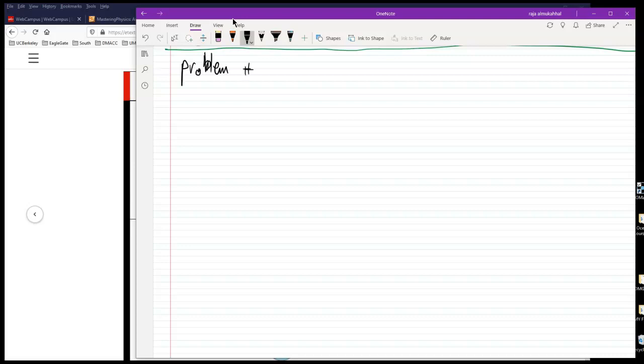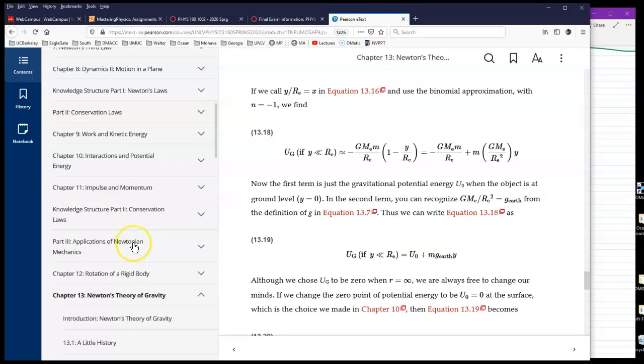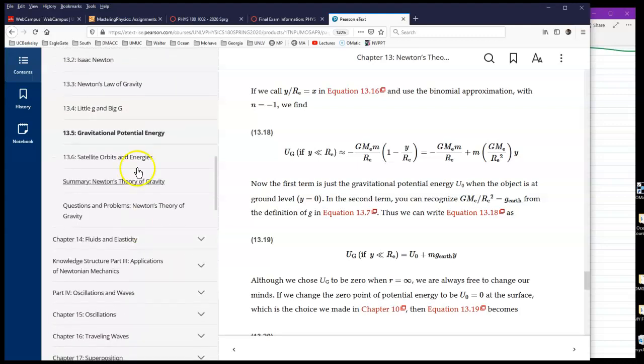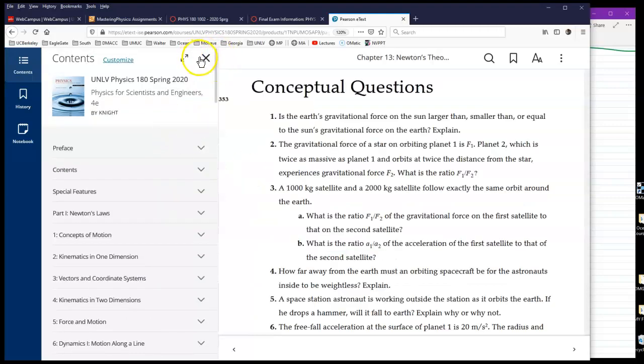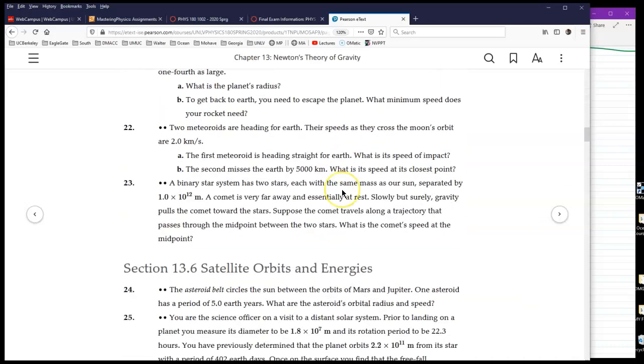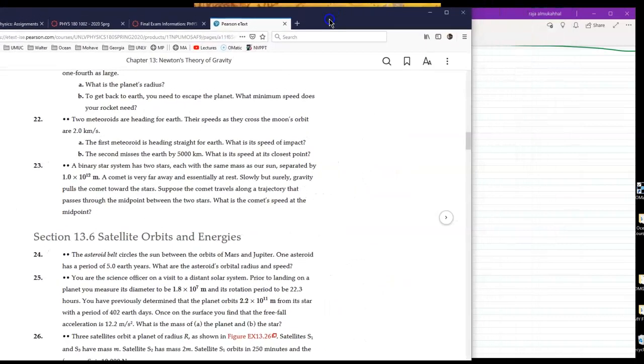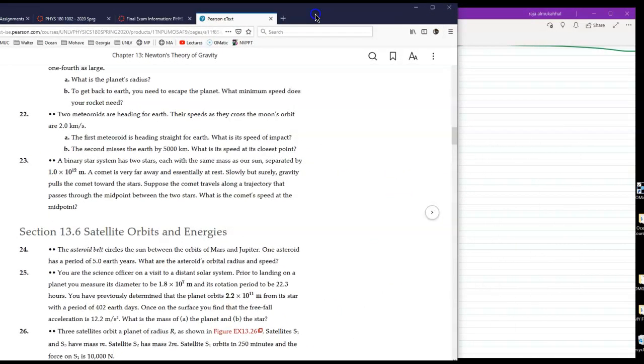Number 22. Okay, it says, oh, let me take it to the book. That'd be a good idea. Chapter 13. Number 22, right there. Okay. Let me move it out of the screen. Right there. Okay. This is the problem right here.